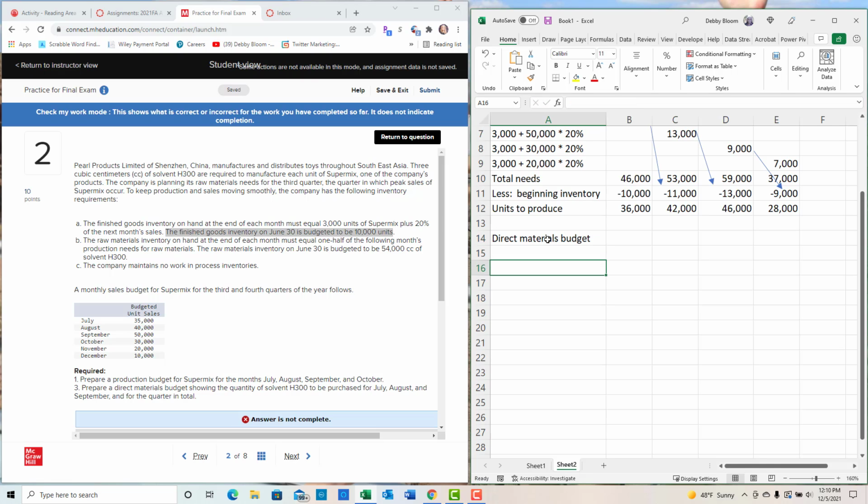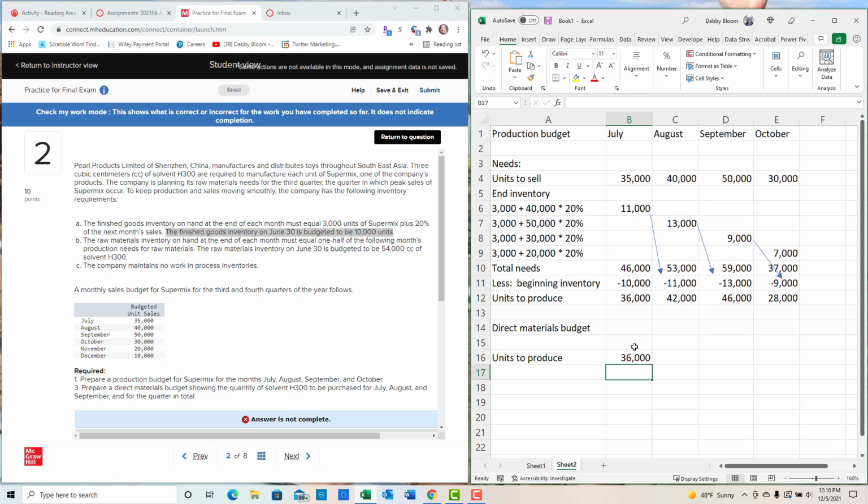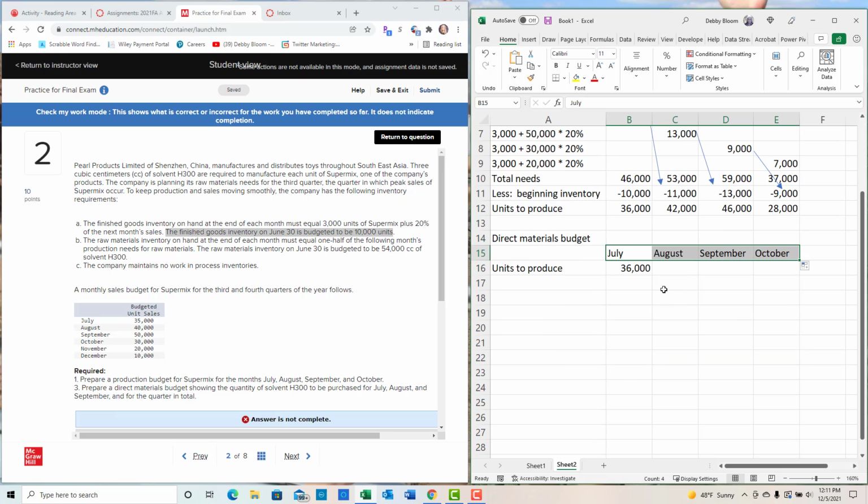So our direct materials budget starts off with our units to produce. And we've just calculated those numbers and we know that they're correct. So I'll just make reference to those numbers. Now we only need our direct materials budget for July, August, and September. But I'll carry the numbers through to October because we'll need a couple of those numbers as well. So we have our units to produce that I just copied right up from above: 36, 42, 46, and 28. We know that they're correct.